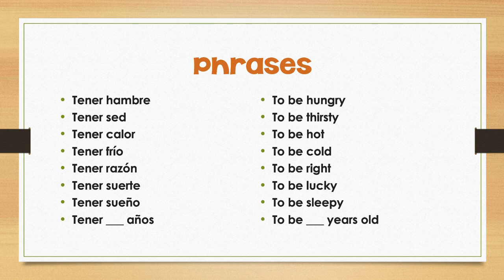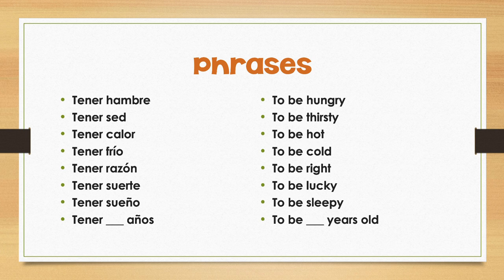Tener frío, to be cold, literally means to have cold. Tener razón, to be right, literally means to have reason. Tener suerte means to be lucky, literally means to have luck. Tener sueño means to be sleepy, literally means to have tiredness. And then tener, or to have dream is another way to phrase it. And then tener blank number of años is to be blank number of years old.